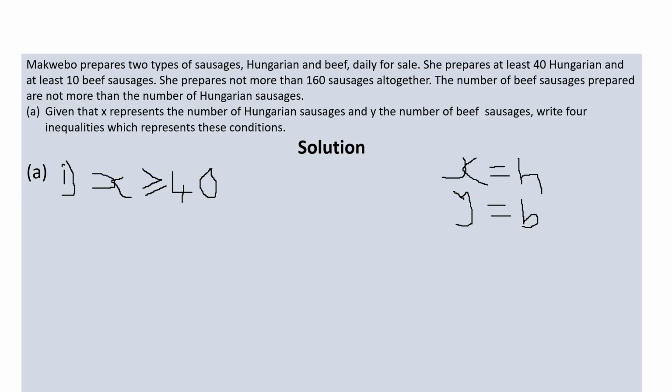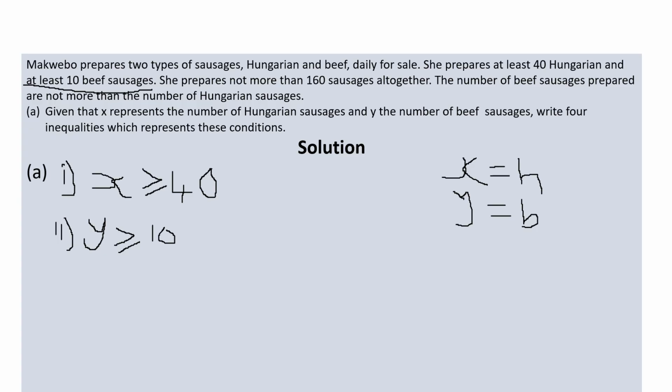She prepares at least 40 Hungarian and at least 10 beef sausages. So inequality number 2: beef is represented by the letter Y. So we write Y is greater or equal to 10, because we are saying at least 10 beef sausages. Meaning Y should be greater or equal to 10.